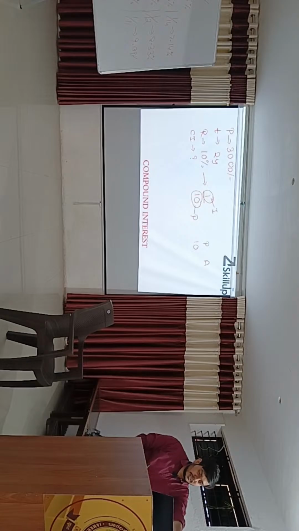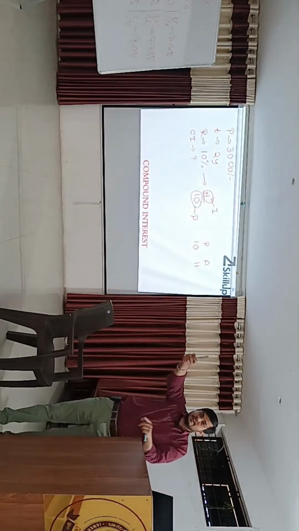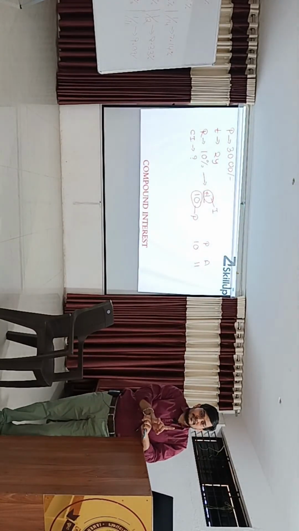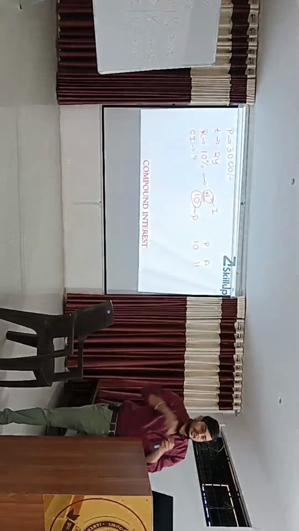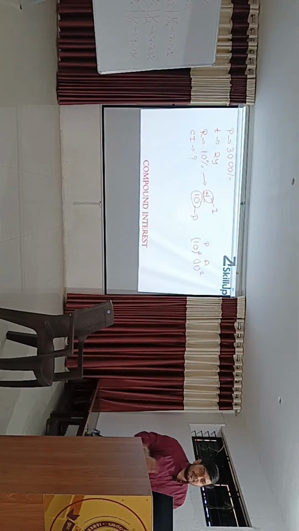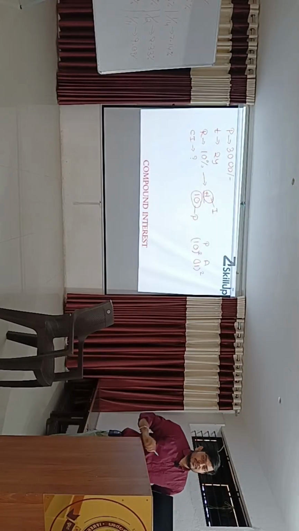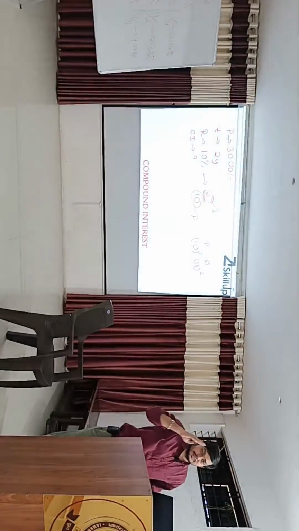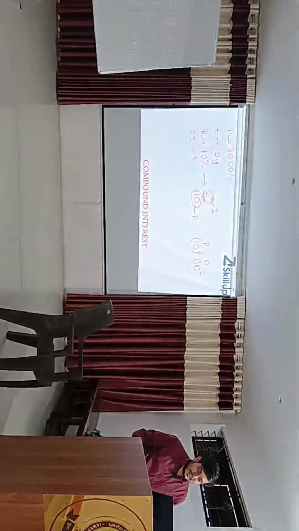11 rupees. If you give 10 rupees, on every 10 rupees you will receive 11 rupees. For how many years? 2 years. For 2 years, so I am squaring it. If I give it for 3 years, you will cube it. If I am giving it for 4 years, the fourth power. Did you understand this? Next.